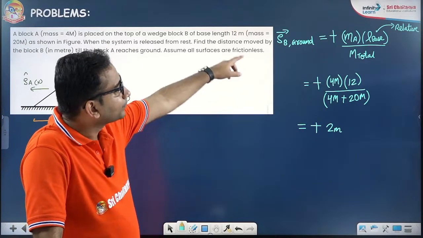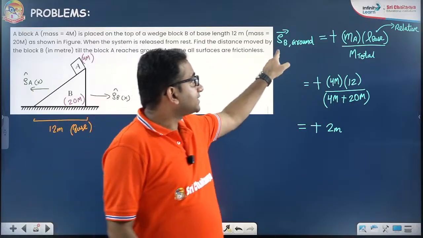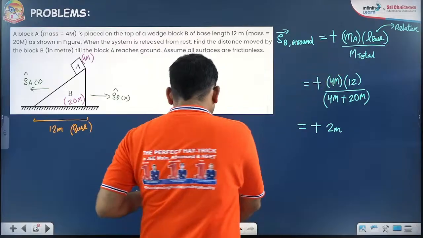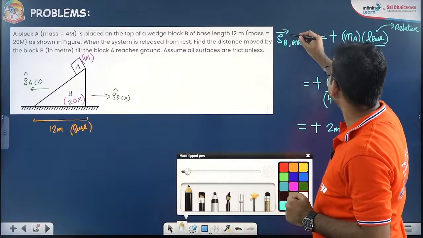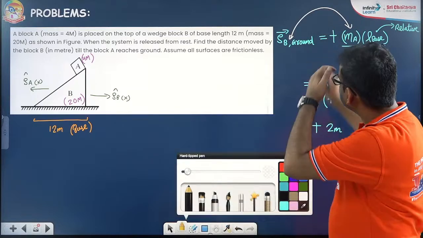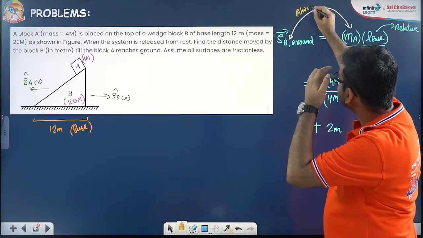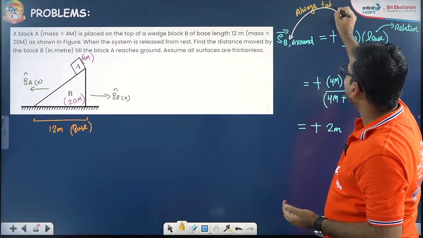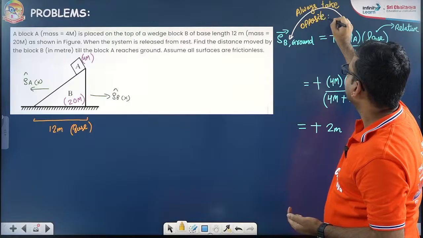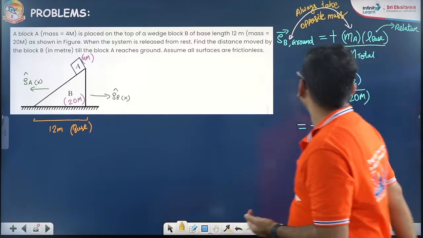Once again, I'm telling you, for the displacement of B over the ground, always take the opposite mass. Here I'm writing like this again, you're writing for B. So the rule is always take the opposite mass. That's what we have been talking about, right? In the entire session yesterday and today. These are the standard problems for you.